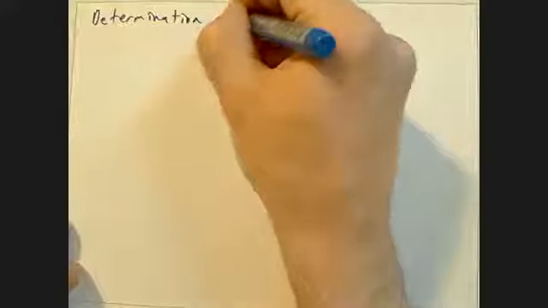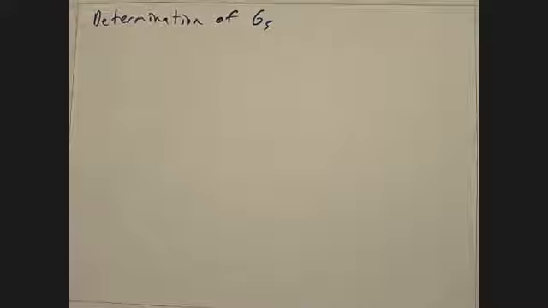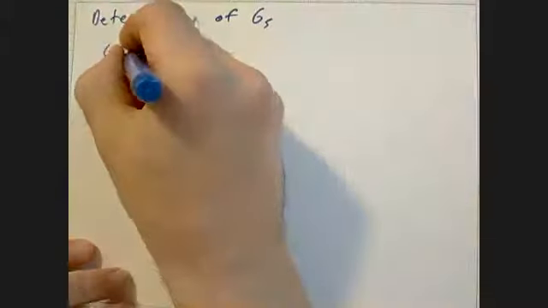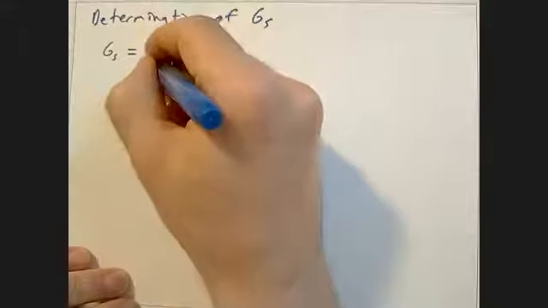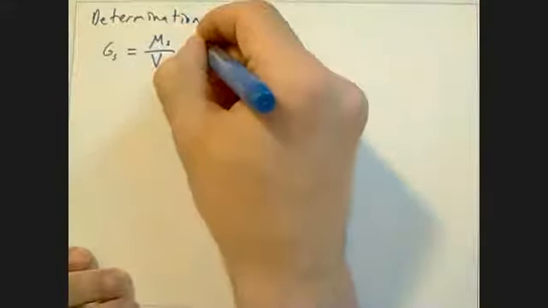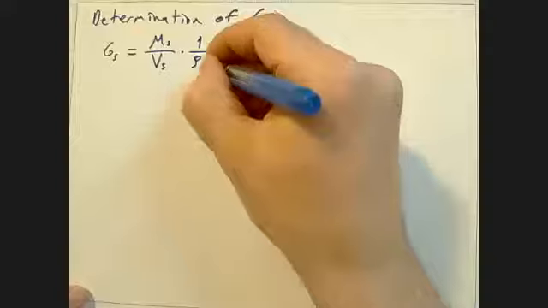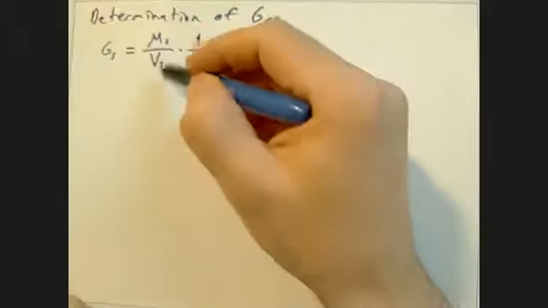So the last one is determination of specific gravity of solids. Now let's figure this out. Specific gravity of solids is mass of solids divided by volume of solids times 1 over density of, sorry, not solids, water. Because this is, remember, density of solids divided by density of water.